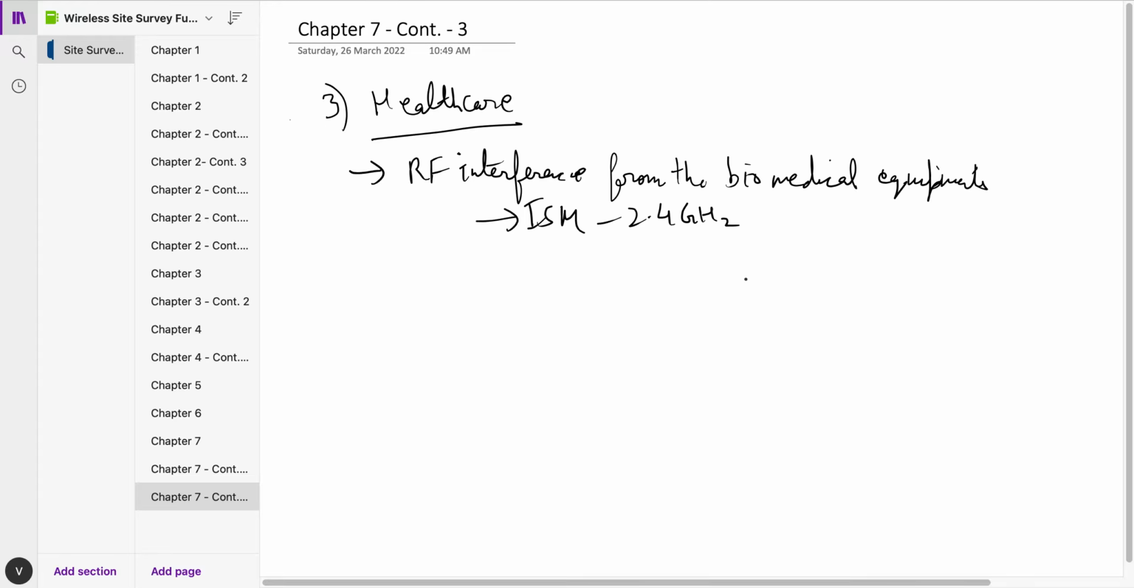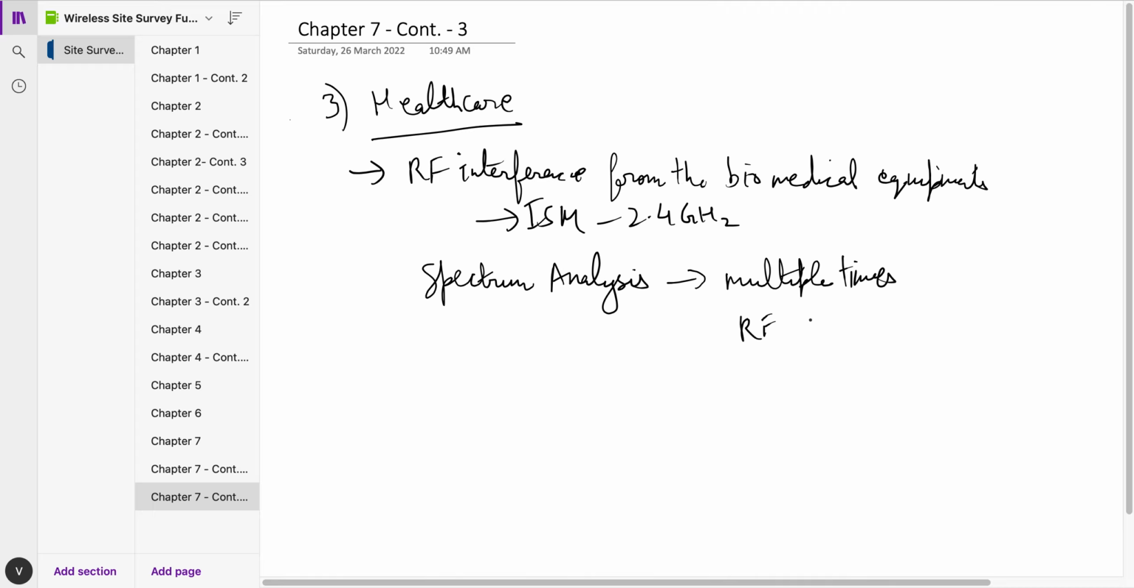Okay, so what is needed is a thorough spectrum analyzer to be used, and analysis needs to be done, not just one but at least multiple times. I would say at least 3 times. Do a sweep of the entire area, understand what all RF sources of interference there are in the network, and make a list of that.